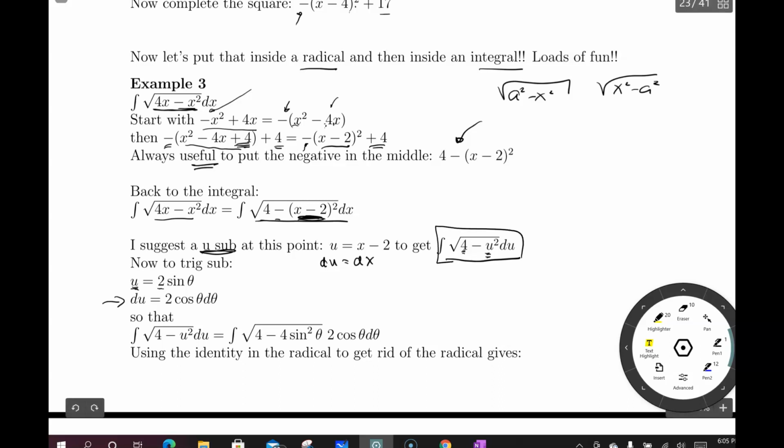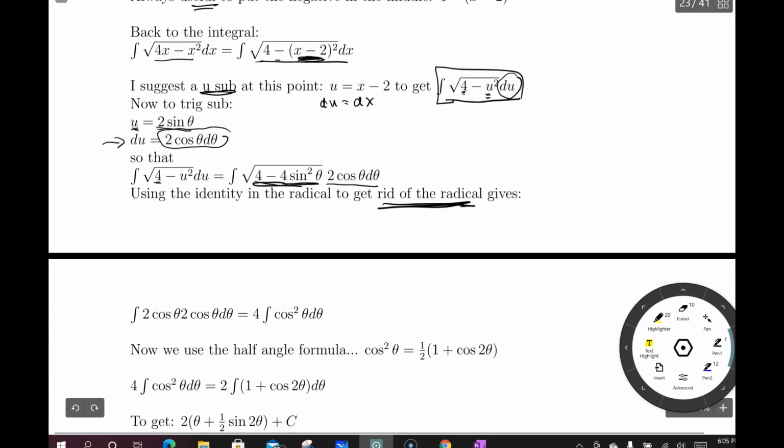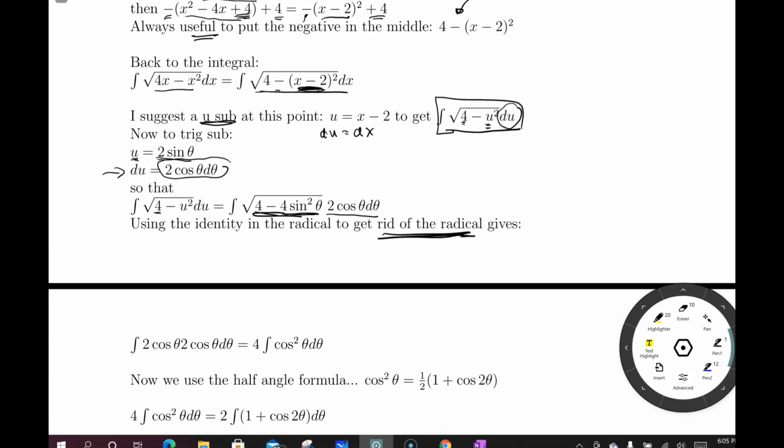So let's change this all from u's to thetas. Remember, it should get large. So 4 minus u squared, putting this in for u, I get 4 sine squared theta. Du, remember, gets replaced by a big thing of 2 cosine theta d theta. The reason we do this trig substitution is to get rid of the radical. So there should be an identity happening in here. Let me skip some steps here.